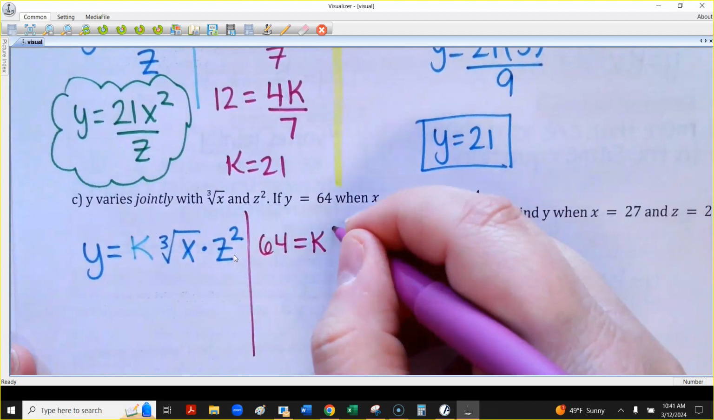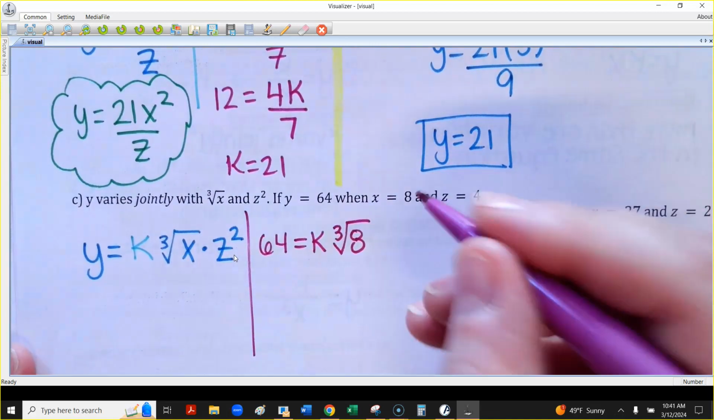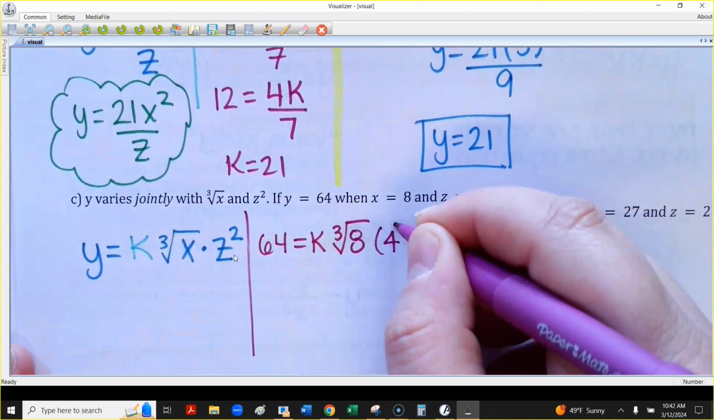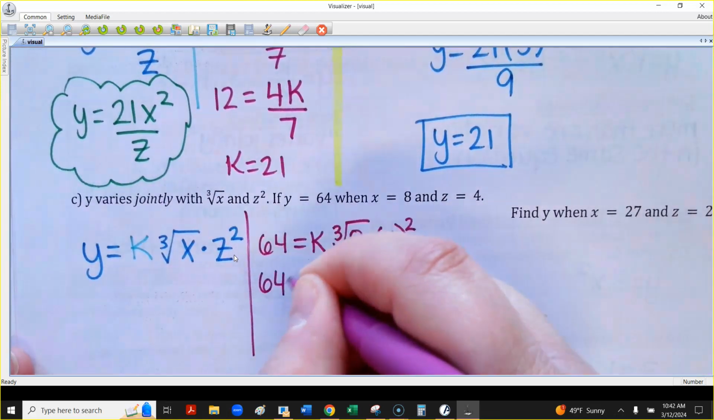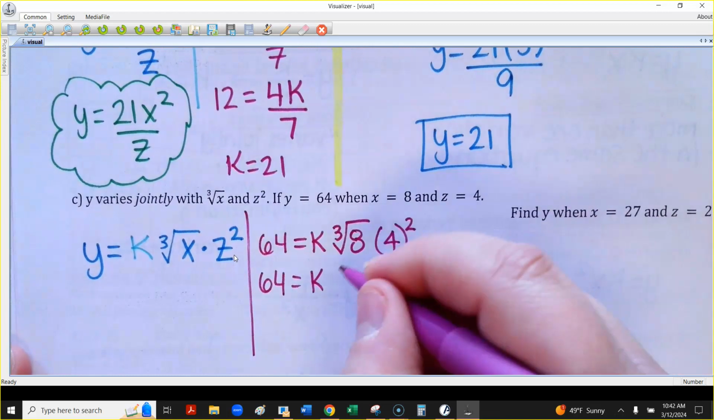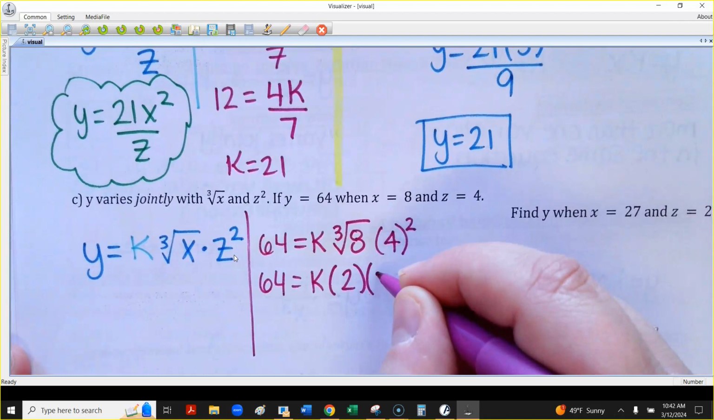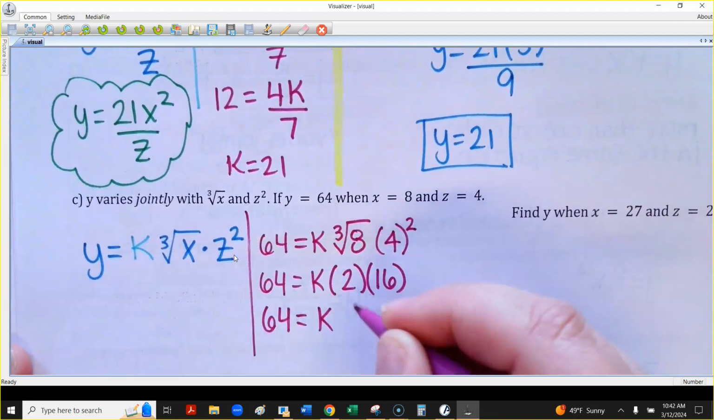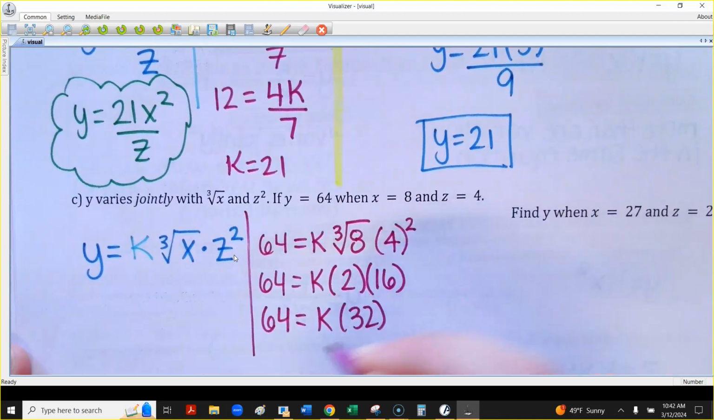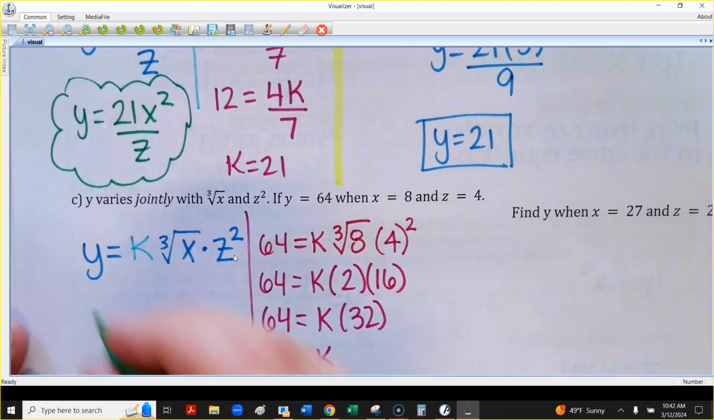We're going to do cube root of the x value, so that'd be cube root of 8. And then we're going to do the z value, which they're giving us as 4. We're going to square that. So anybody remember cube root of 8? 2. And what would 4 squared be? 16. So I got 64 equals k times 2 times 16, which is 32, right? So what's my k value? 2.